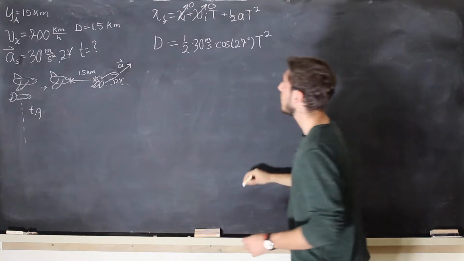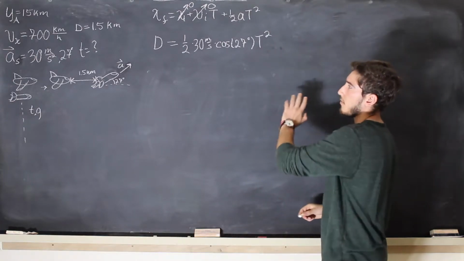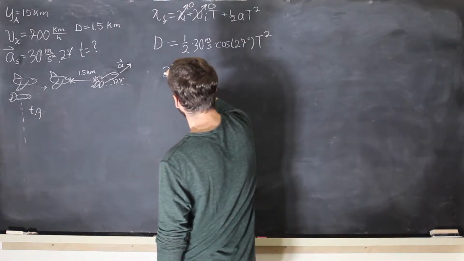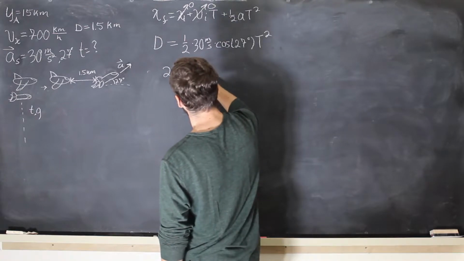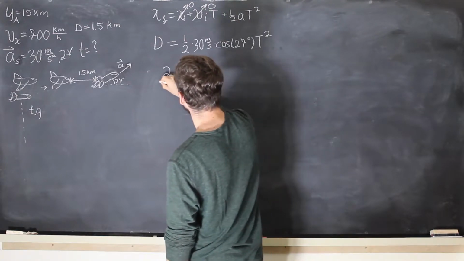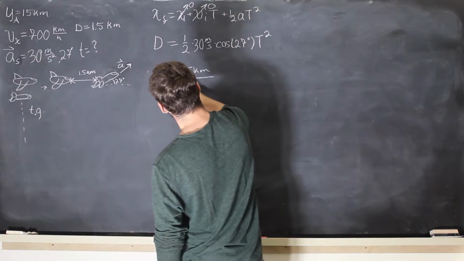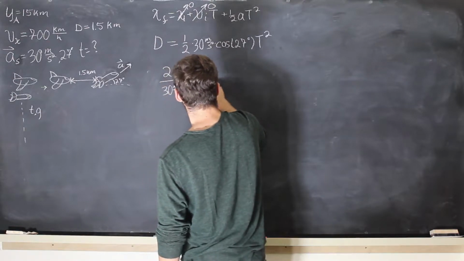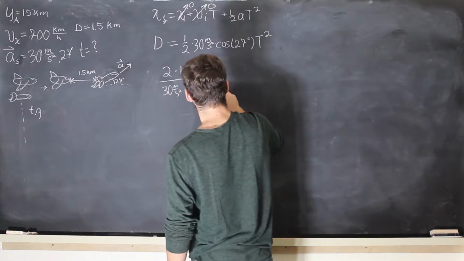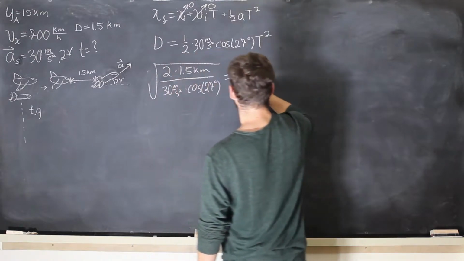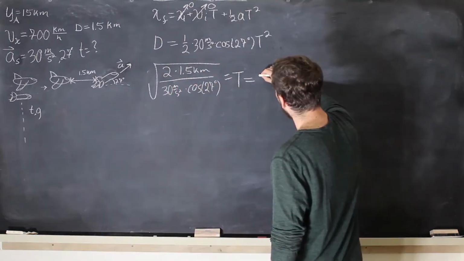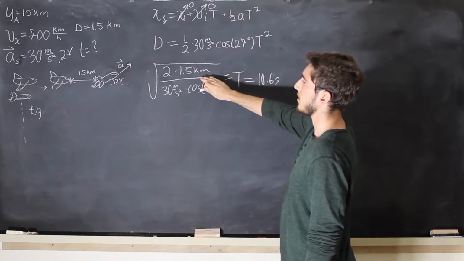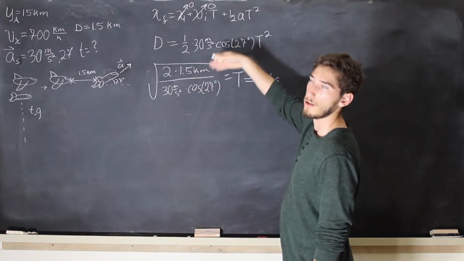times t squared. And so we're going to solve for t, which is pretty easy because we have everything except for t. So we're just going to move it over. It's going to be 2 times d, and d is 1.5 kilometers, over 30 meters per second squared times cosine 27 degrees, all square rooted, is going to be equal to t, which is approximately 10.6 seconds. And remember, since this is kilometers, it's going to be 1.5 times 10 to the 3 meters.